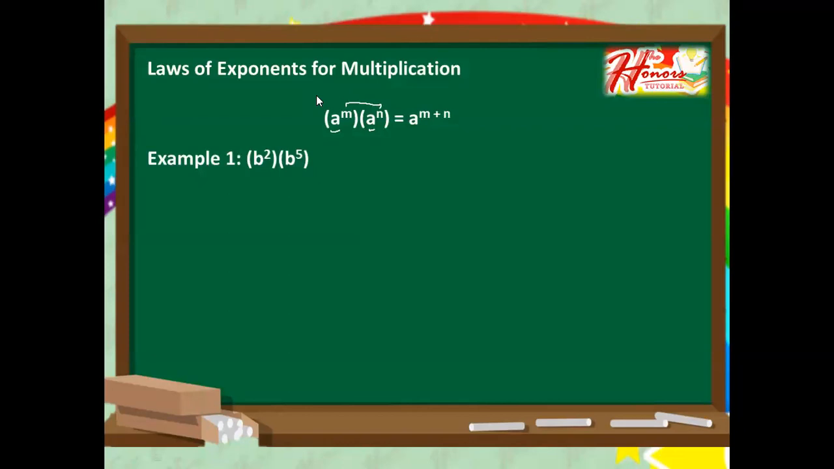Example number 1. Please notice that we have the same base. We have both b and b. So copy b and then add the exponents that we have here. That is 2 and 5. So 2 plus 5. So that is b raised to 7 because 2 plus 5 is 7. Next, let's have another. We have here number 2.